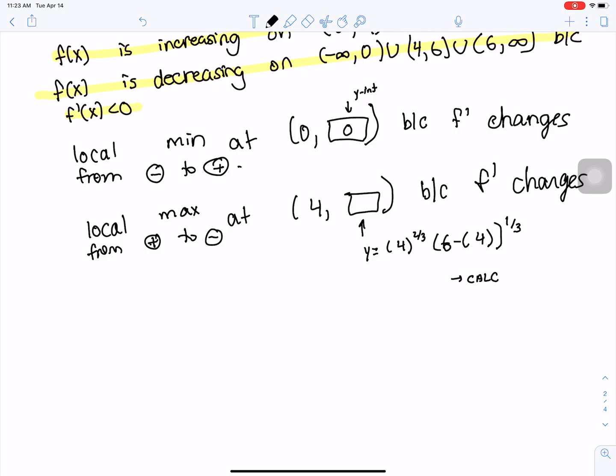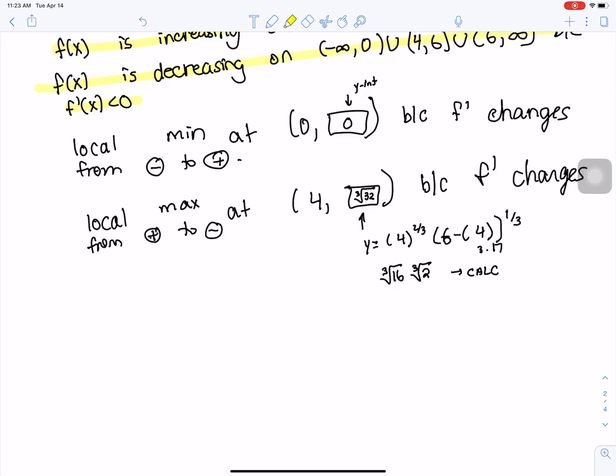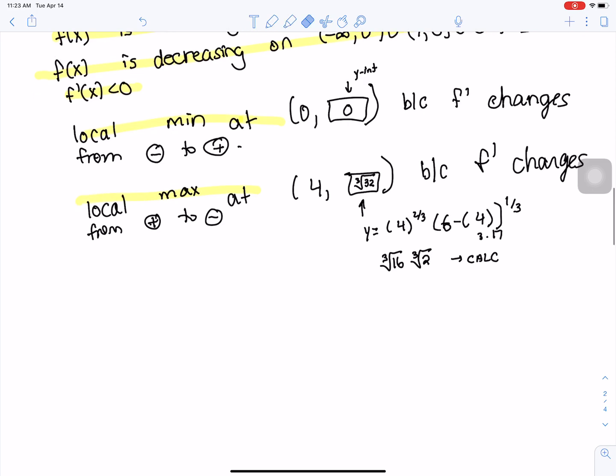So this would be the cube root of 16 still. 6 minus 4 is 2, so this would be the cube root of 2. So this would be the cube root of 32 if you wish, but you could just leave it as cube root of 16 and cube root of 2. Now if I do that on my calculator, just to quickly get a rough idea, this is approximately 3.17. So now when I go to my graph, this will be making more sense.